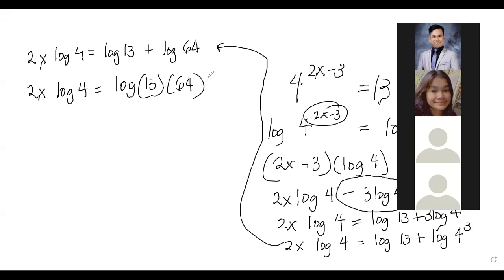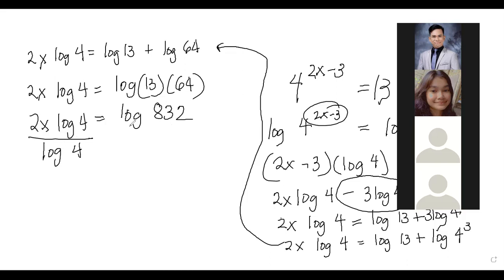Don't worry, class. Pag natapos ko tong explanation, i-explain ko siya ulit. Okay? So, 2x log 4 is equal to log of 13 times 64. 13 times 64 is equal to 832. So, we have logarithm of 832. Divide both sides by log 4.